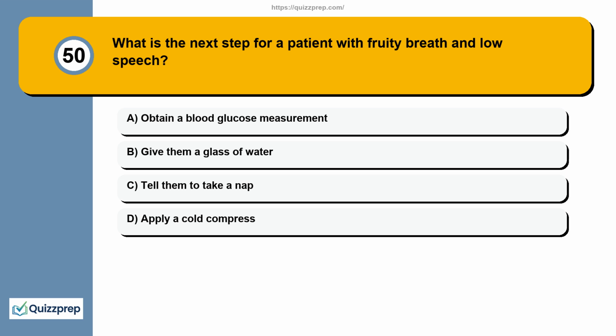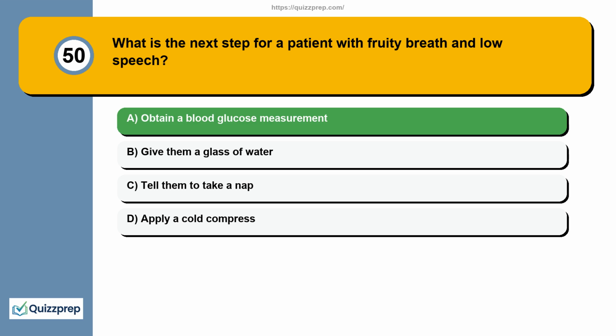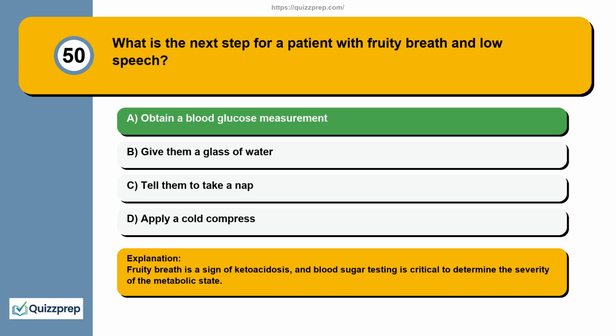Question 50. What is the next step for a patient with fruity breath and slow speech? Obtain a blood glucose measurement. Give them a glass of water. Tell them to take a nap. Apply a cold compress. Fruity breath is a sign of ketoacidosis, and blood sugar testing is critical to determine the severity of the metabolic state.